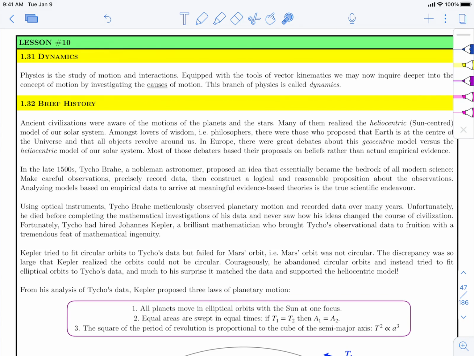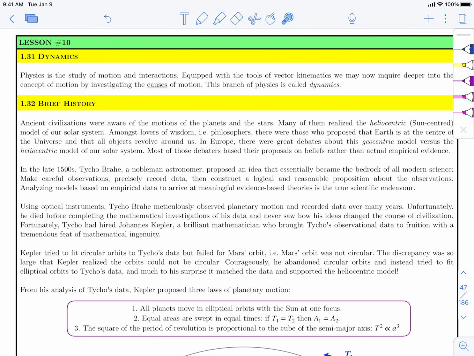Analyzing models based on empirical data to arrive at meaningful evidence-based theories is the true scientific endeavor. So Tycho Brahe wanted to settle the debate by saying, let's just look at the thing and analyze the data and see who's right. Now, using optical instruments, Tycho Brahe meticulously observed planetary motion and recorded data over many, many years.